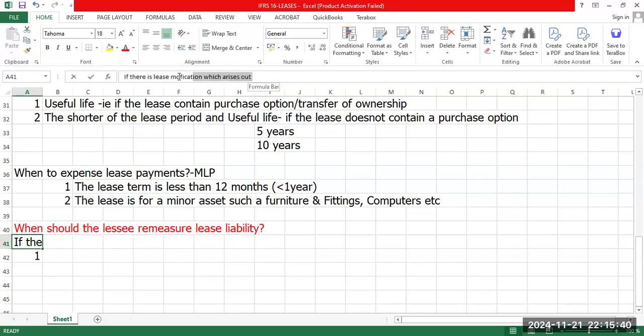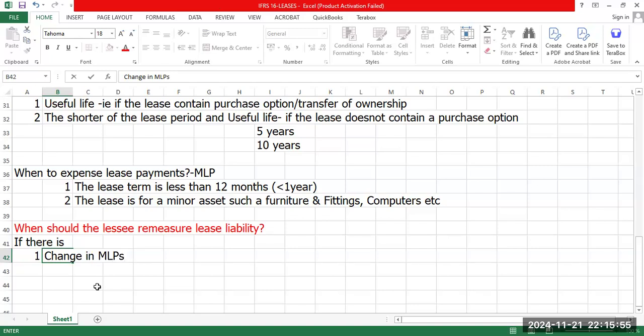You as LSC, you can remeasure your liability if there is, number one, a change in minimum lease payments. If there is a change in minimum lease payments, let's say initially you were paying 10 million at the end of every year, but you realize that going forward you are supposed to pay, let's say, 8 million. Here you will need to remeasure the lease liability.